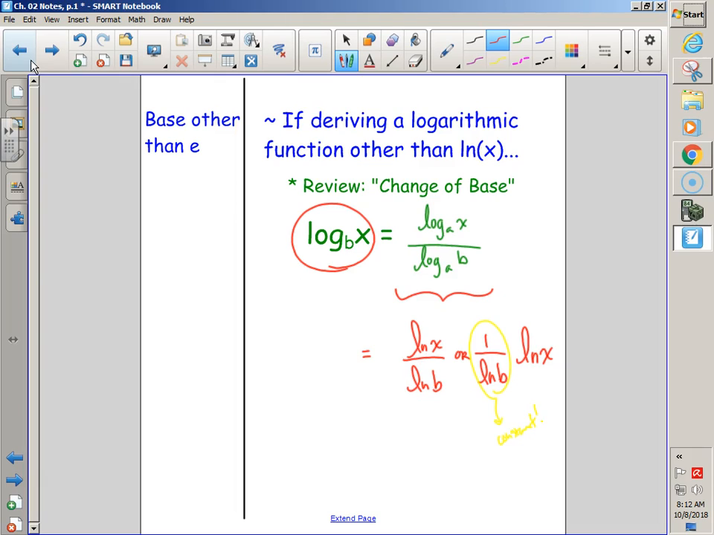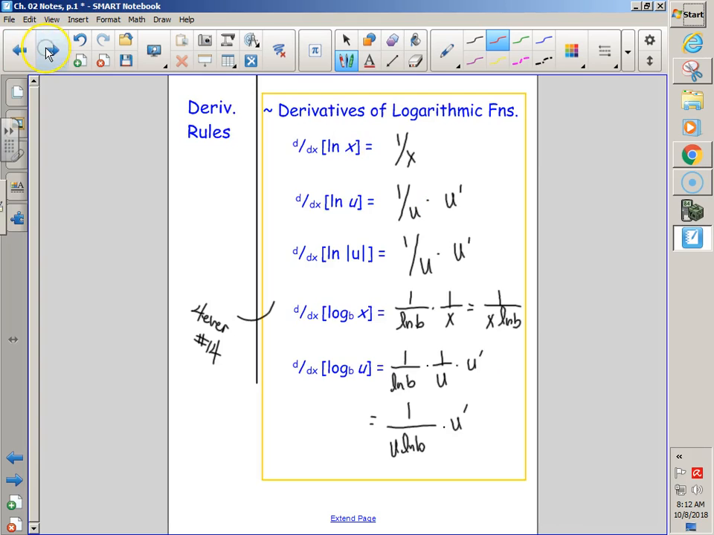But check it. We can rewrite the change of base formula to be 1 over ln of b times ln of x, and this is just a constant. And what do we do in derivatives with any constant? We multiply. Constant multiple rule. And so, when you look at your card, when we get down to log base b of x or log base b of u, you should know these are basically the same thing, just this has a composition inside. We can think about log base b of x as 1 over ln of b times ln of x, whose derivative is 1 over x.